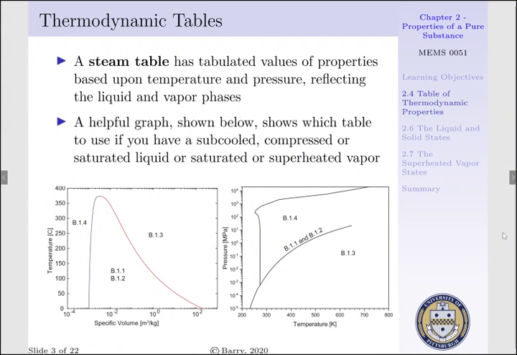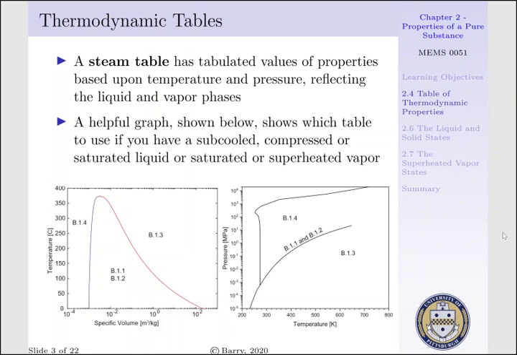For us to begin, let's talk about a steam table. A steam table has tabulated values of properties, such as specific volume, specific internal energy, specific enthalpy, and specific entropy, based upon temperature and pressure, reflecting our liquid and vapor phases of water. A helpful graph below shows which table we should use if we have a subcooled or compressed liquid, a saturated vapor, or a superheated vapor.